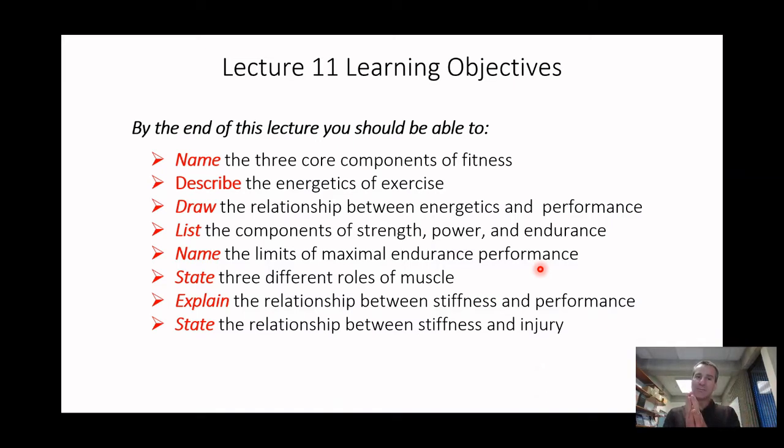You're going to be able to tell me about three different roles that muscle plays. And it's related to the types of contractions that they are. We talked about shortening contractions, lengthening contractions, and isometric contractions. What do those different things have? What are the different roles that those types of contractions play when we train?